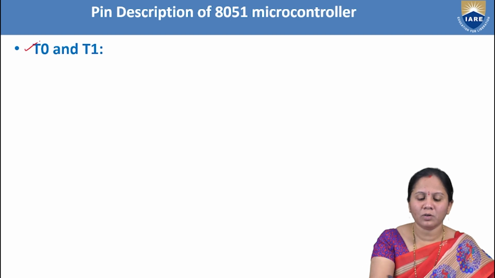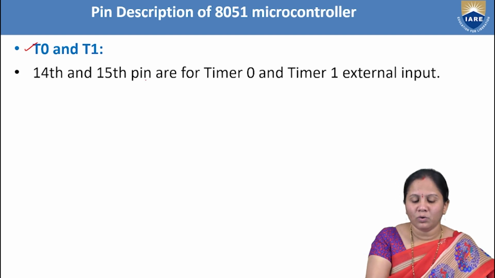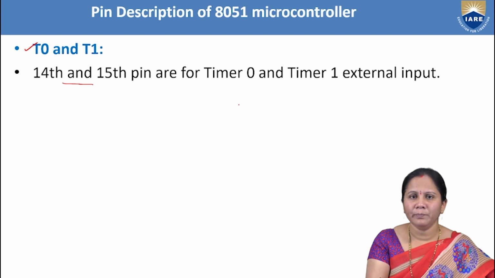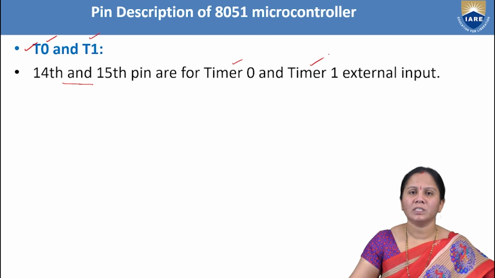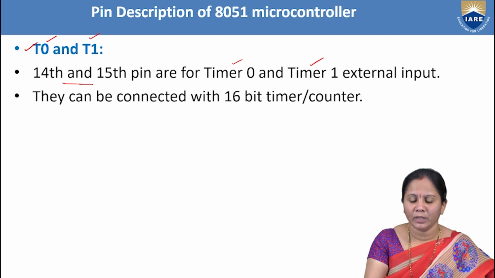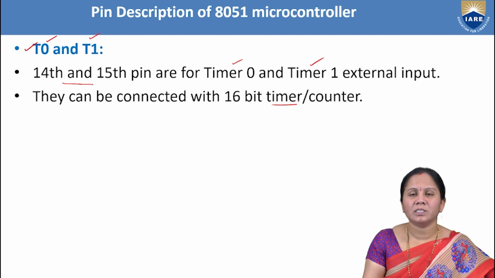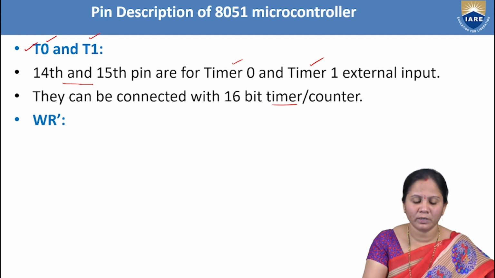And other signals are T0 and T1. These two are the timer signals. They are the 14th and 15th pins of the pin diagram of 8051. T0 means timer 0 and T1 means timer 1. As we know, two timers are there, and each timer is 16-bit. So they can be connected with a 16-bit timer or counter. Connecting any timer or counter is possible by using these two pins only.